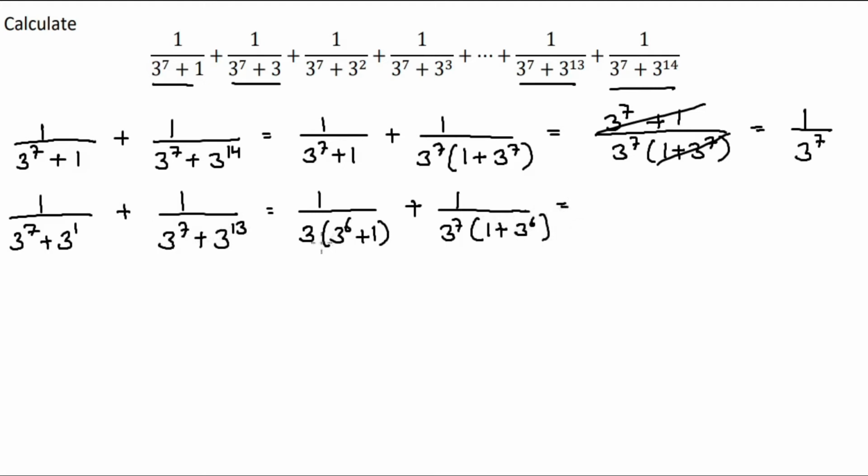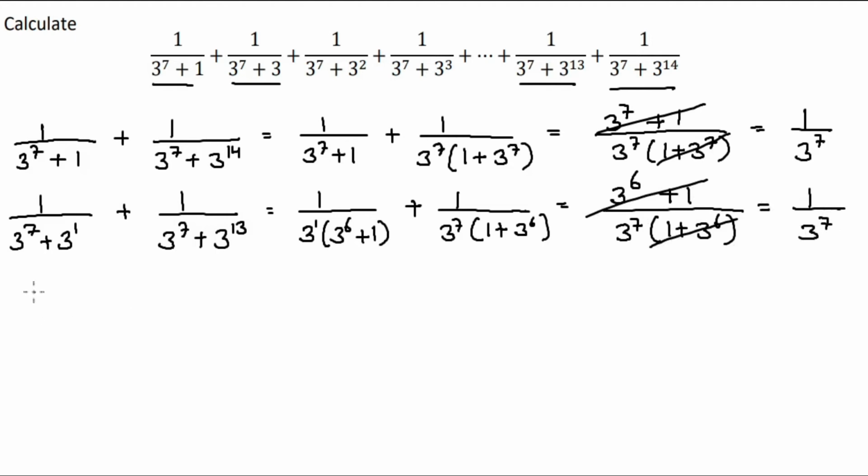Now, same thing, we take the LCM, the common denominator. What is the common denominator here? It is 3 to the power of 7 times (1 plus 3 to the power of 6). The first term has 3 to the power of 1, and we need to make it 3 to the power of 7, so we multiply the numerator and denominator by 3 to the power of 6 for this part, and the other part remains the same. The same thing happens here: it cancels out, and we still get 1 over 3 to the power of 7.